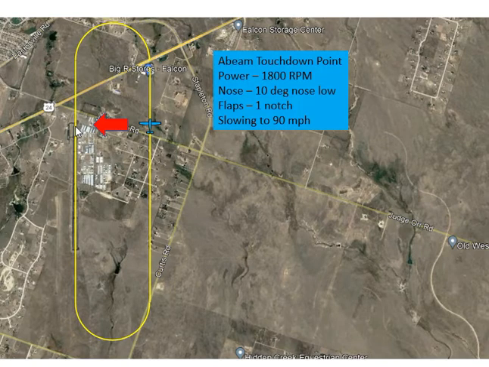So our first trigger point, and again, a lot of this is technique driven, is when I am abeam my touchdown point at the numbers, I take some action. That is a trigger point. So I'm going to reduce the power to 1800 RPM. For the airplanes I fly predominantly, I find 1800 works. For Cessna 172s, usually it's 1500 RPM. But I'm going to reduce the power. I'm going to lower the nose 10 degrees, nose low. I'm going to go one notch of flaps.